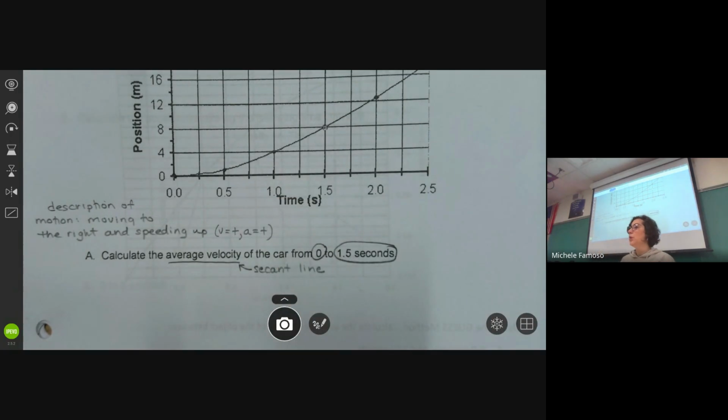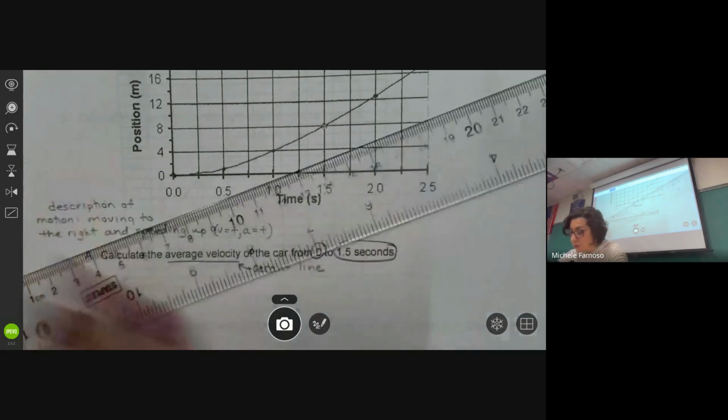And then with your ruler, what are you going to do? What does it mean, draw secant? Miriam? Yeah, you just connect them. So go ahead and do that with your ruler.